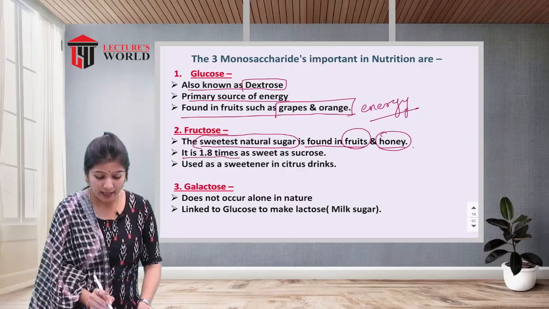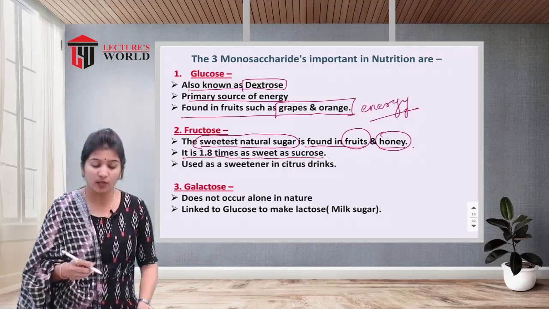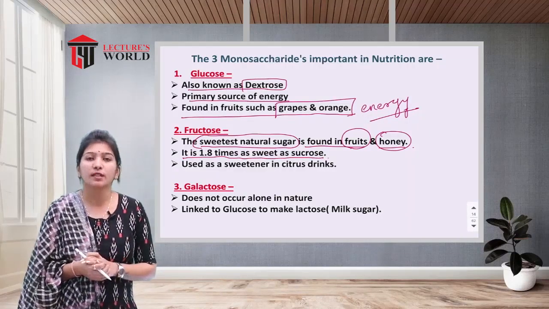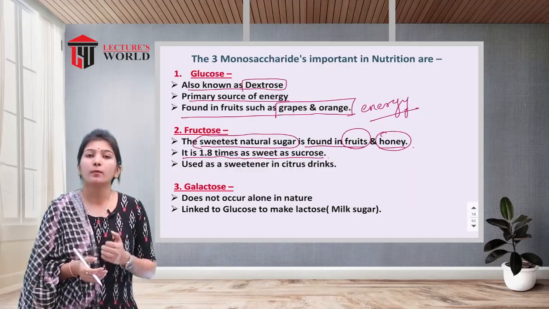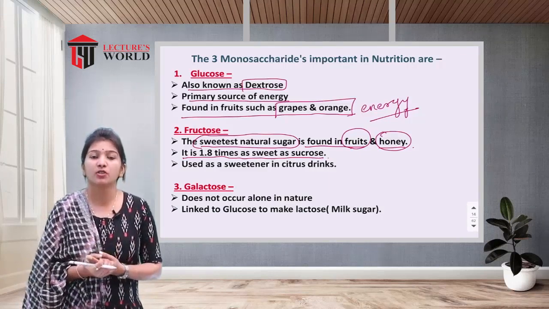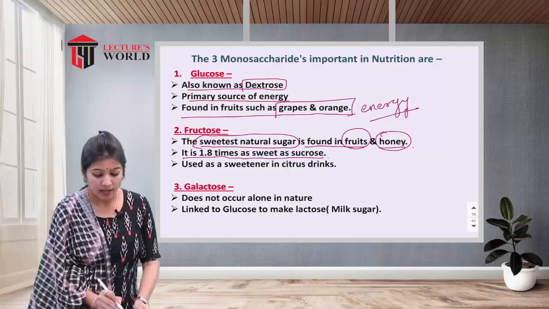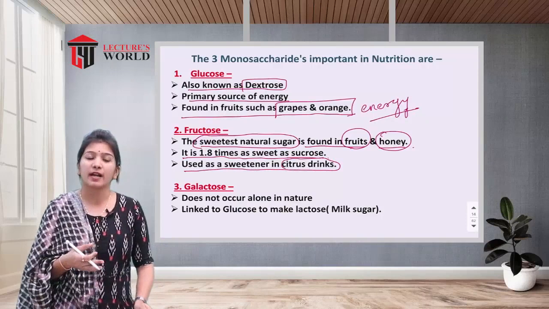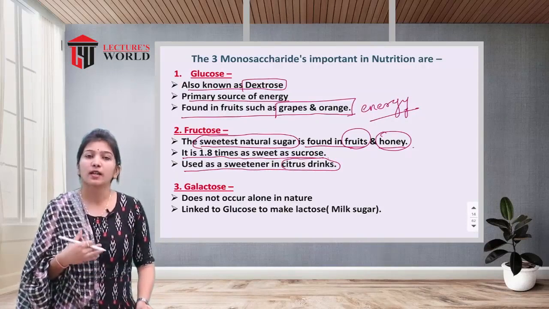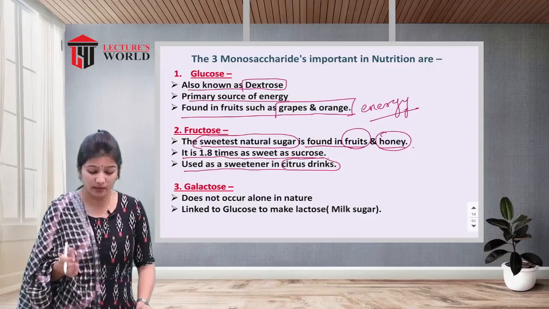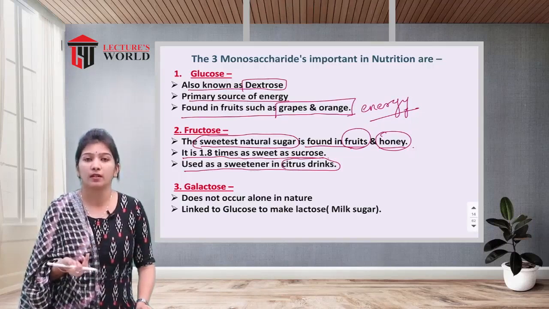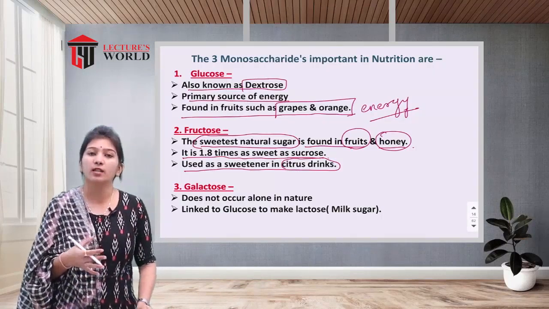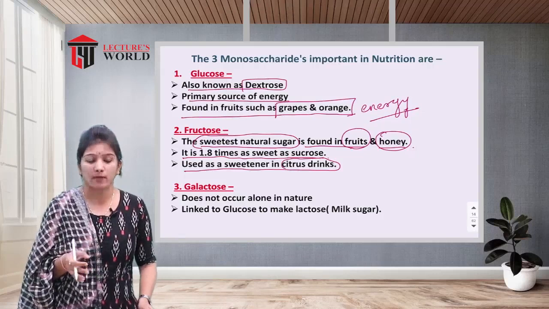It is 1.8 times as sweet as sucrose. Sucrose is a type of disaccharide, so fructose is sweeter than sucrose, 1.8 times sweeter. And it is used as a sweetener in citrus drinks. There are various kinds of soft drinks available in the market. In any soft drinks, energy drinks, citrus juices or other beverages, fructose is used as a sweetener.